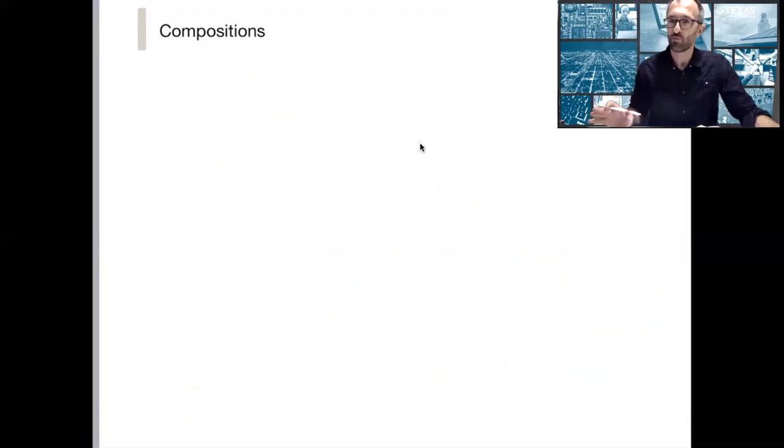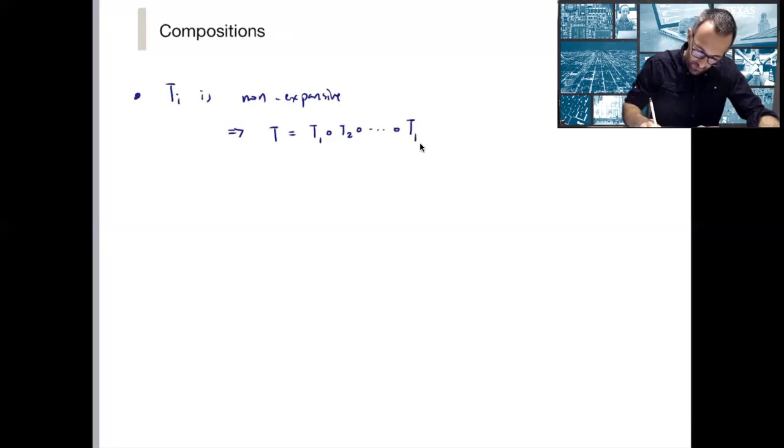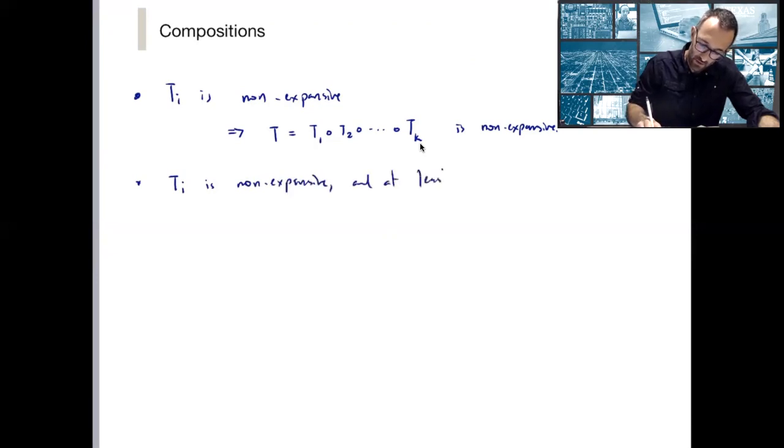I want to wrap this up with just a few more properties of averaged operators and fixed points. The first important thing is compositions. If T_i is non-expansive, and these are relatively straightforward to check, then T, which is just the composition of these operators, is also non-expansive. And if T_i, for each i, is non-expansive, and at least one is contractive, then T is contractive. Again, T defined just as above.